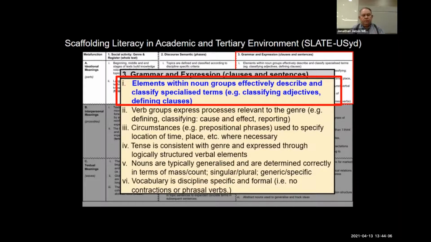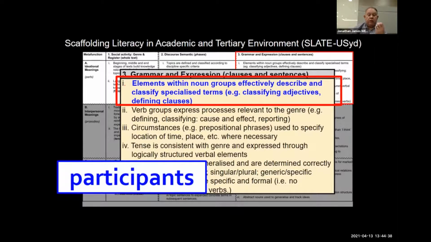First of all, what we have to realize is that there are elements within what you're talking about that refer to things. What occurs in noun groups, noun phrases. And these will be described very often in very specialized terms and with adjectives that describe and classify and post-modifying defining clauses. But what it means is that you will have participants.